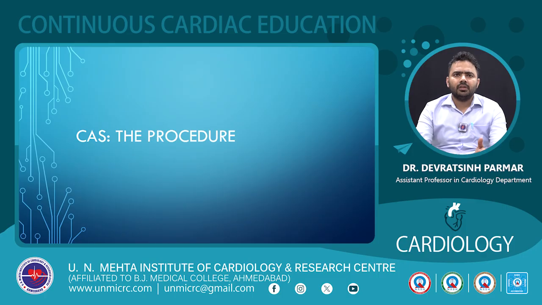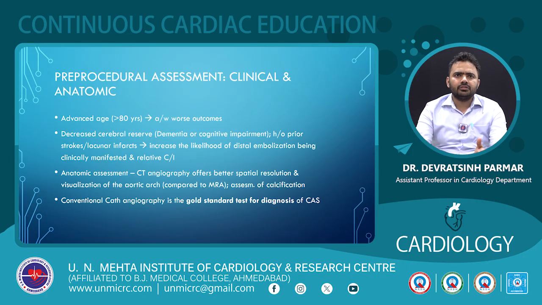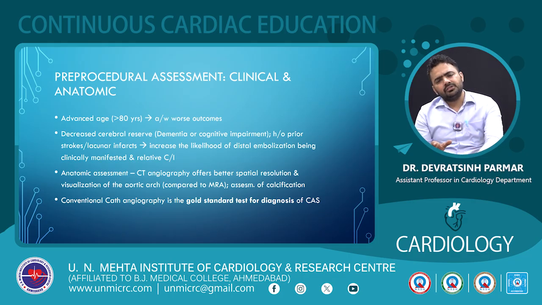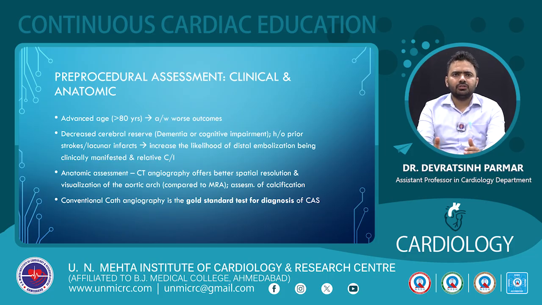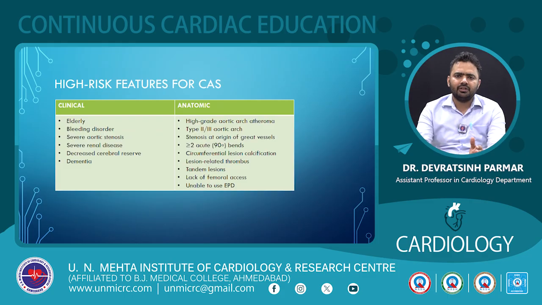Okay, so initially, whenever you are approaching the patient of carotid artery stenting, first you have to do the peri-procedural assessment, clinical and anatomic. First is the age. If the age is more than 80 years, okay, it has got the worst outcome. Then if the patient already had certain deficits like cognitive impairment or dementia, it has also got the worst prognosis. Then you have to assess the anatomical images of the arch of aorta, that you can identify by CT angiography or MR angiography, and conventional cath angiography is the gold standard for the diagnosis of carotid artery stenosis.